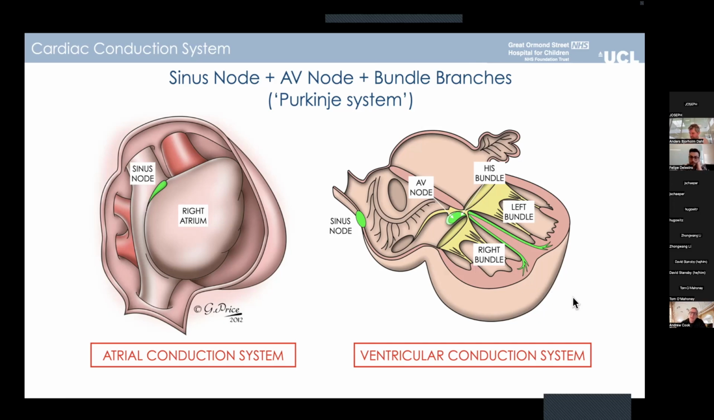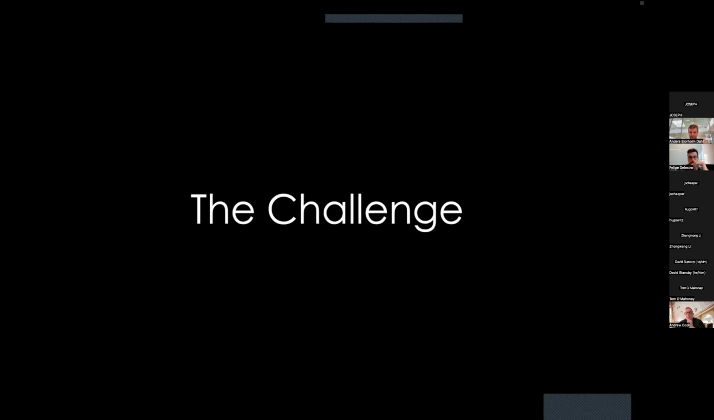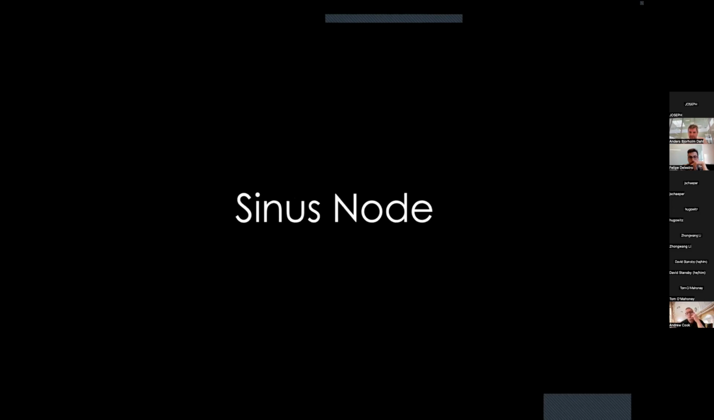The problem is that we have these 2D representations of what is a very three-dimensional structure. This diagram, which is one of ours, is actually a bit of a misrepresentation of the real structure. So that's one of the challenges in terms of the conduction system: understanding the three-dimensional structure. But let me show you some of the others.